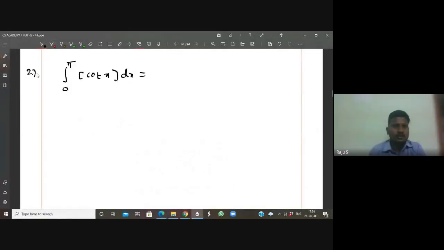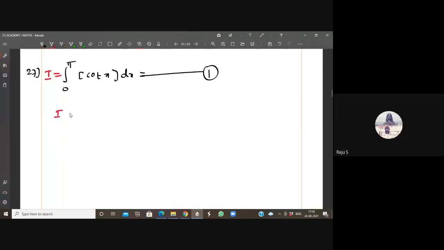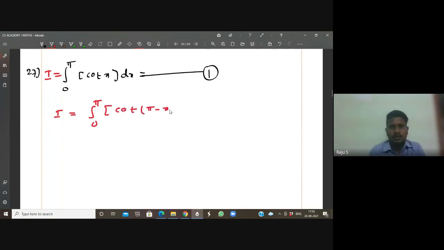527th question. Let us take the equation. I want to apply the 0 to a property, integral 0 to pi of cot of pi minus x dx. So I is equal to integral 0 to pi. What is cot of 180 minus theta? In the second quadrant cot becomes negative. Cot becomes minus cot x dx. So let us take this as 2.